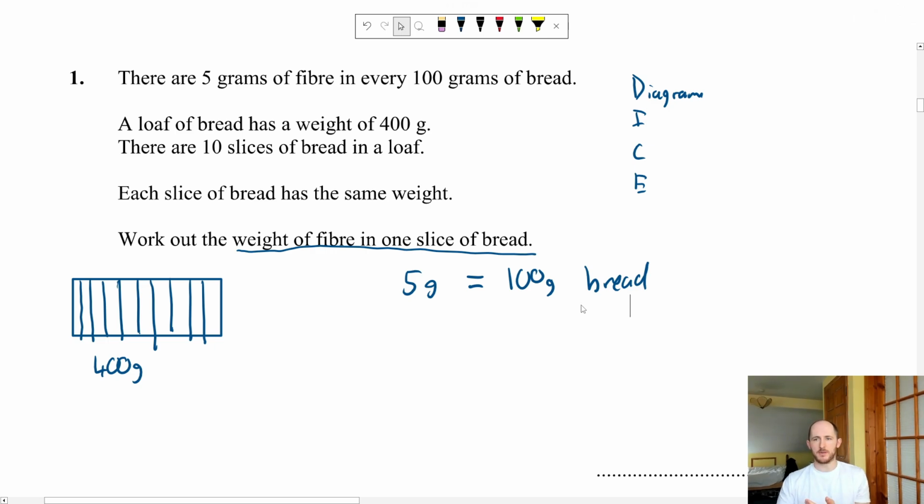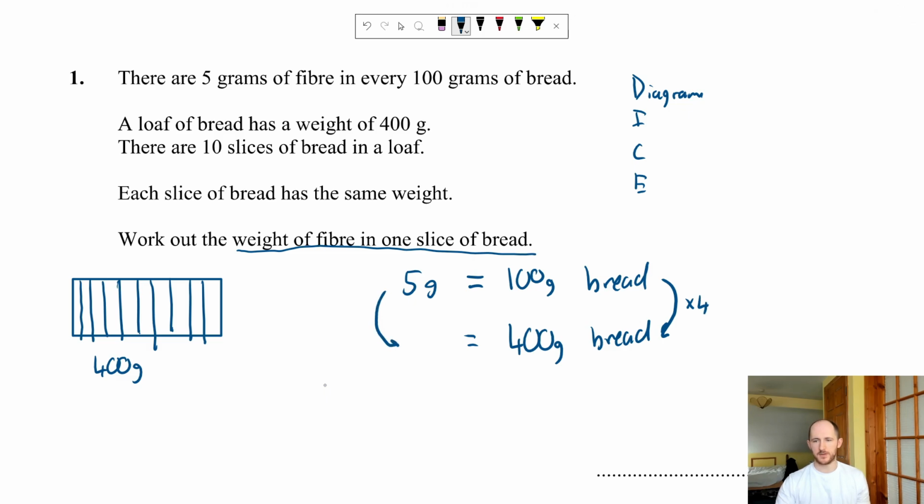Well, here's what I would do. We want to work out the weight of fibre in one slice of bread, so it would be useful to know how much fibre is in this entire loaf of bread. So how many grams do we have? We have 400 grams of bread. What do I times 100 by to get to 400? I multiply it by 4. So what am I going to do with the 5? You do the exact same thing to keep it in proportion. So 5 times 4 means there's 20 grams of fibre in this entire loaf of bread.